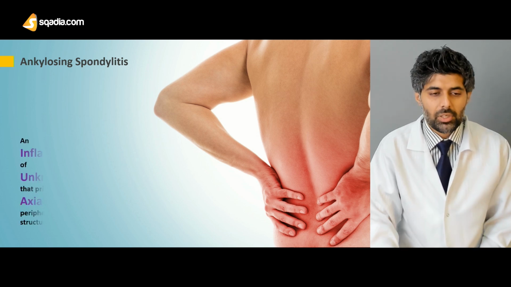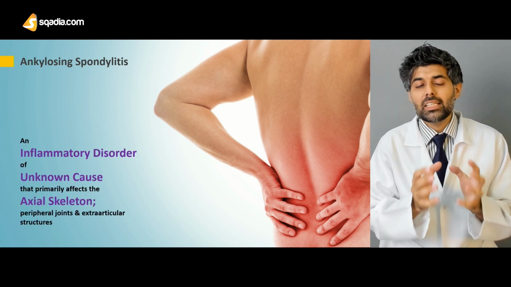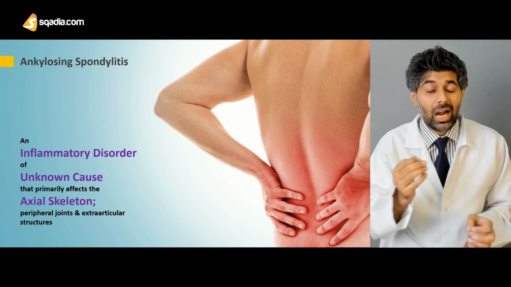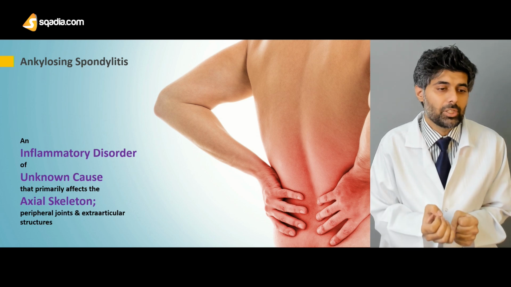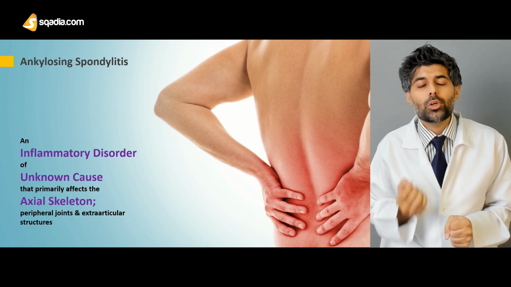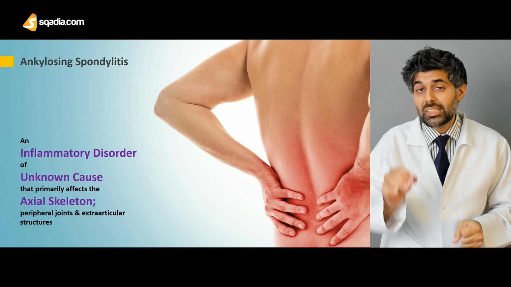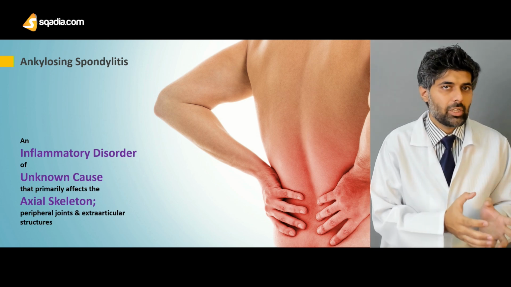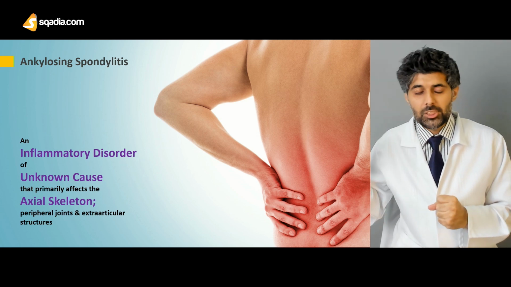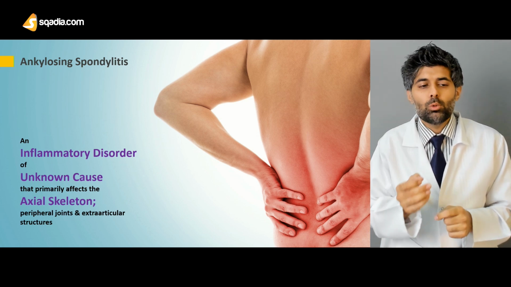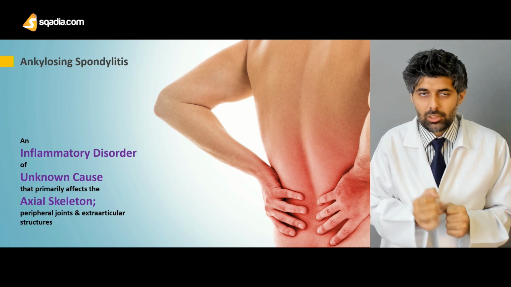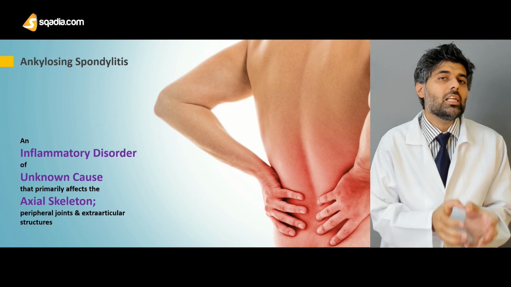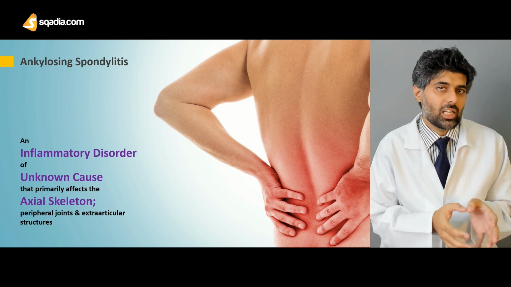So in order to summarize that, we can say that it is an inflammatory disorder, as denoted by the word itis, that it is an inflammatory disorder of an unknown cause. We do not know its exact cause. We do know what is the incitatory event, what are the precipitating factors, but we do not know what is the exact cause which causes such inflammation that primarily affects the axial skeleton.